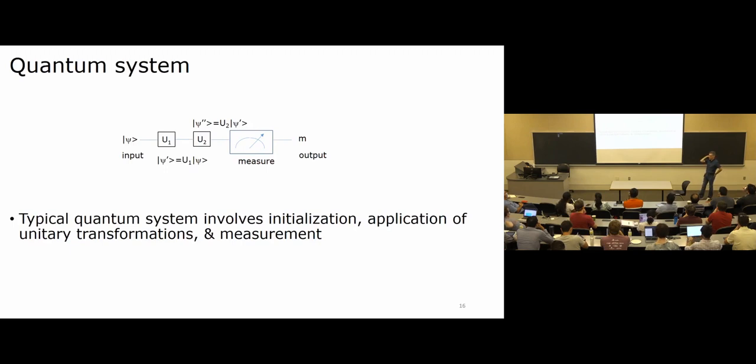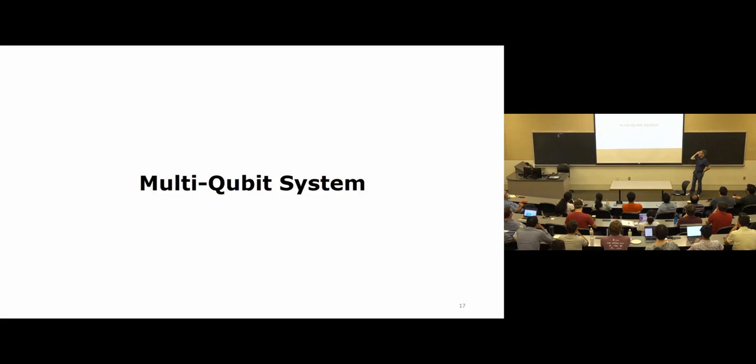So overall, a prototype quantum mechanical system will look as follows. We have an input, which might be initialized to something. We have a bunch of quantum gates, which perform rotations. At the end, we measure, getting us back to the classical world. So we're starting to understand a bit about quantum, and we're going to move from one qubit to multi-qubit systems.